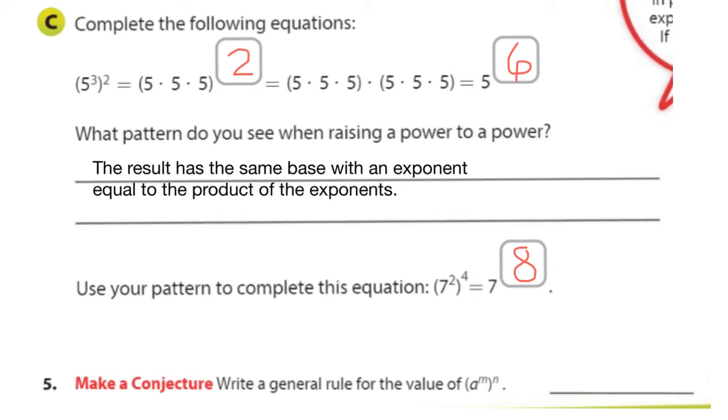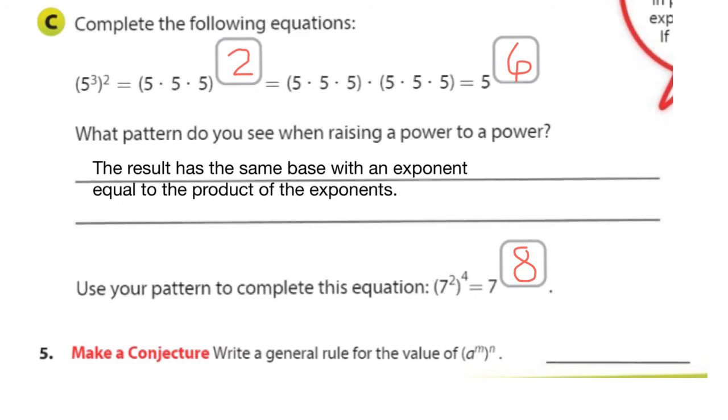Okay, again, we have this conjecture from page 35. And what you want to say here is your base is going to repeat, but you'll end up multiplying the exponents. Again, these conjectures, these rules that you're going to have, you do not need to memorize them.